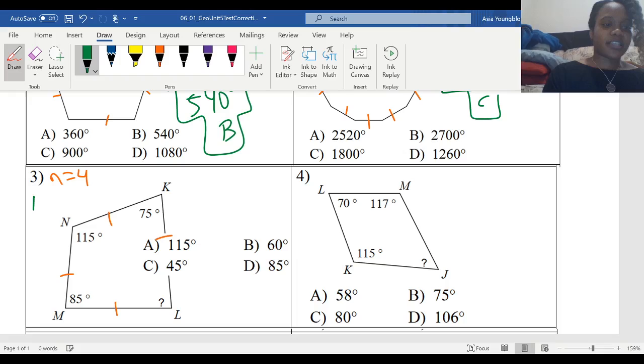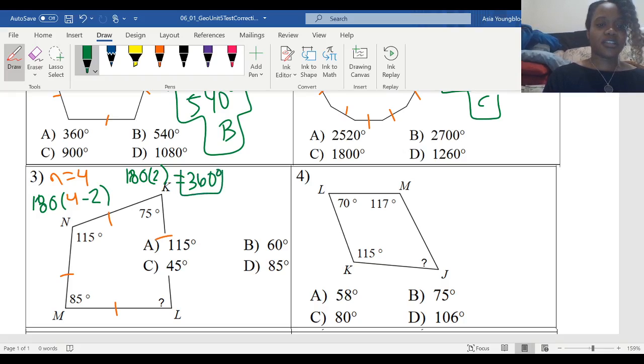Then we plug it into the same formula: 180 times 4 minus 2. So that's 180 times 2, which is 360 degrees. That means that these 4 angles have to add to 360 degrees. To figure out this missing angle that we don't know, x, we can set up an equation.